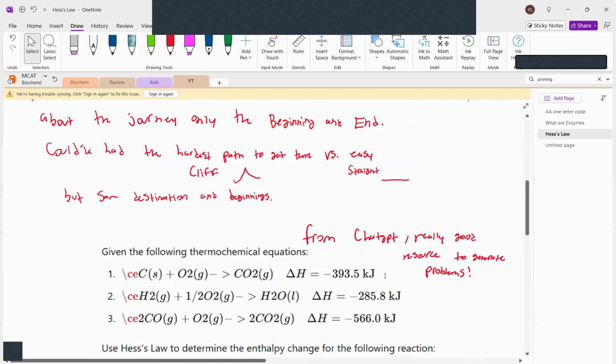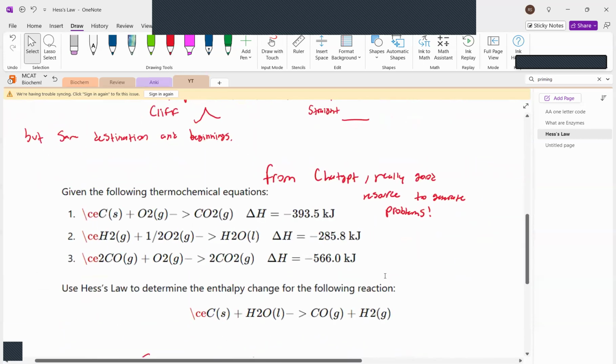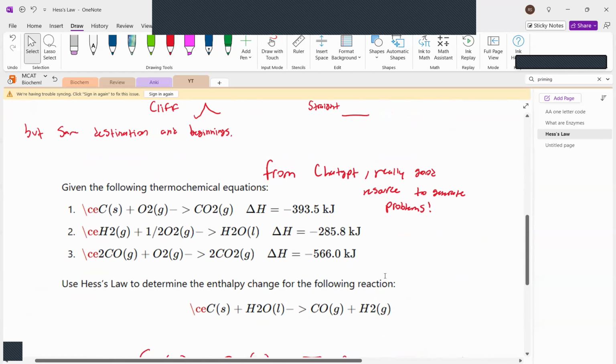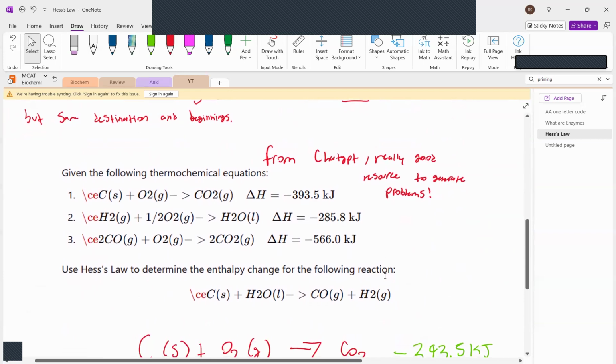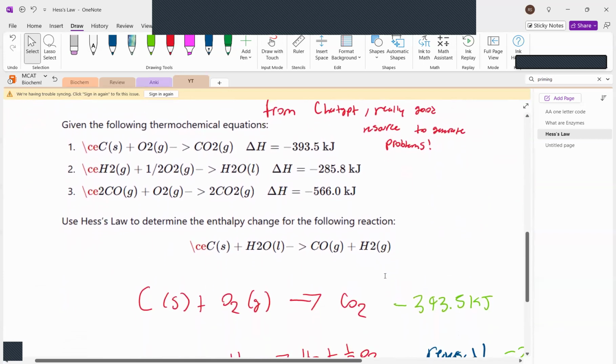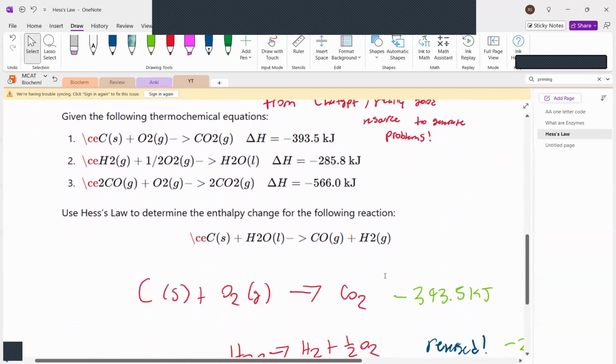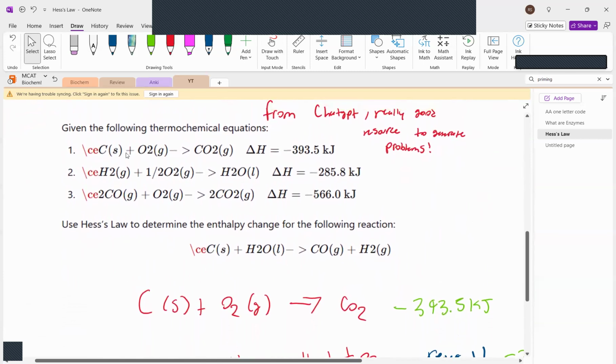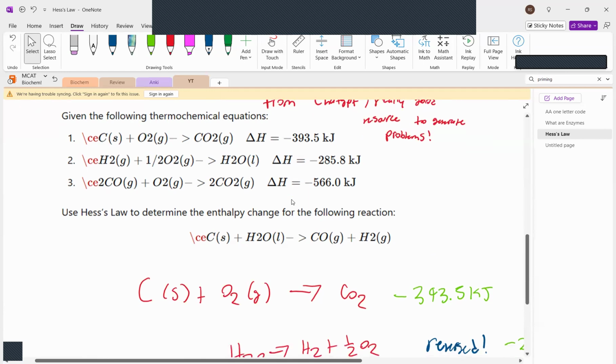So I took this problem from ChatGPT, because ChatGPT is really good at generating problems, especially if you go from different difficulty levels. Since this is a moderately difficult one, it's great for generating your problems. Let's look at what it's doing. You have carbon, solid, oxygen. That enthalpy is negative 393. Equation two, negative 285. Equation three, negative 566. As you can see, this is our final one. This is the equation that we care about.